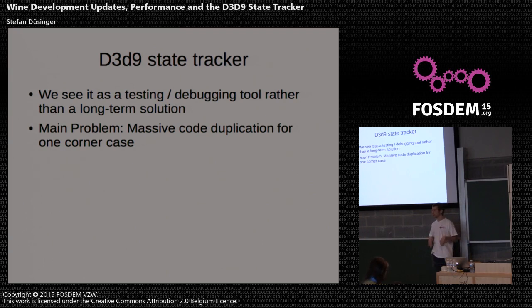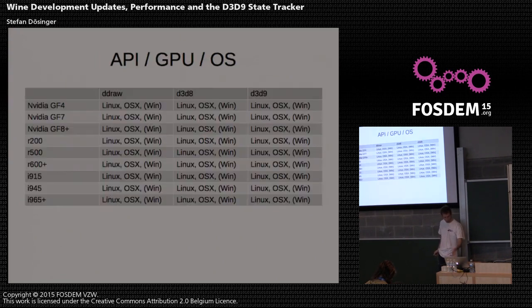But we do not see it as a long-term solution, and the main reason for that is that it is a gigantic code duplication for just essentially one corner case. And let me explain what I mean with this one corner case. So we have multiple generations of GPUs, we have multiple vendors of GPUs, we have currently usable three client APIs from DirectDraw to D3D9, which we support with one code base.